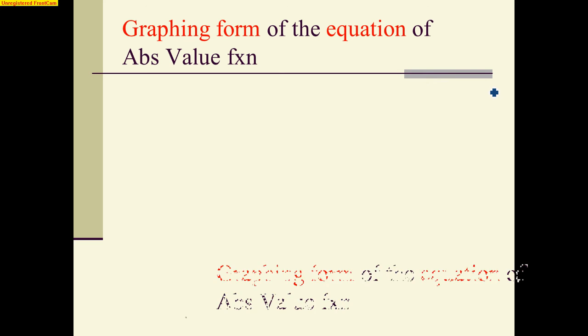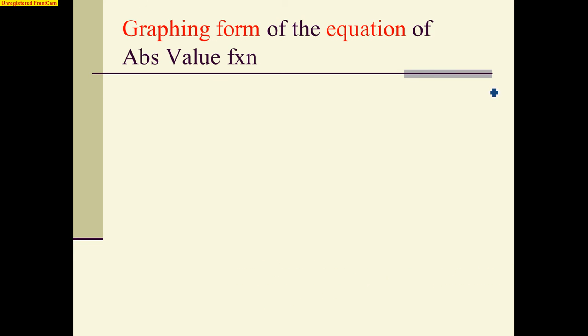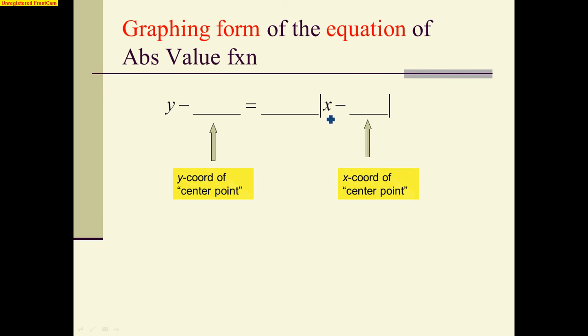Now I'm going to give you the graphing form of the equation of the absolute value of x, and tell me if this doesn't look darn familiar to you. Hey, that looks just like the point slope form of a line, except now you have absolute value bars around the x instead of parentheses. That's how you tell the difference. But what goes with the x is the x coordinate of the center point, and what goes with the y is the y coordinate of the center point. It's just that we call the center point the vertex now.